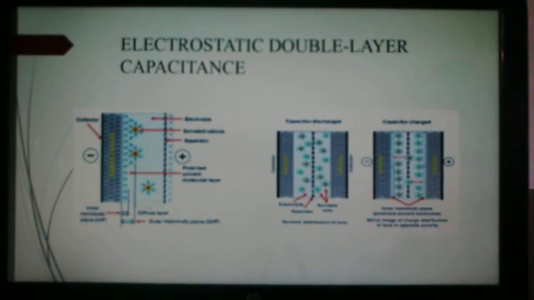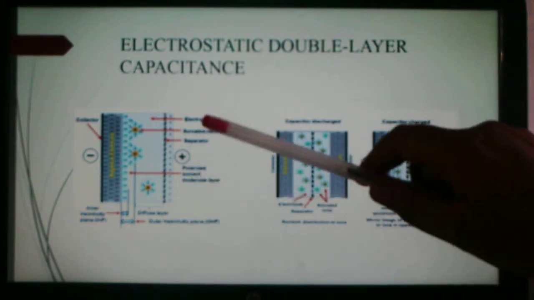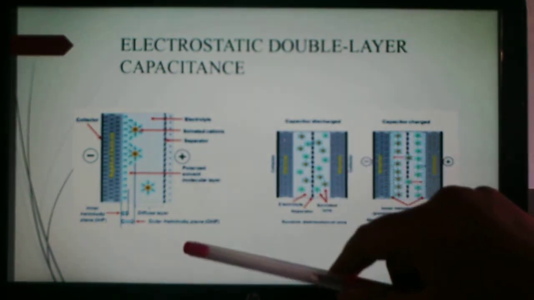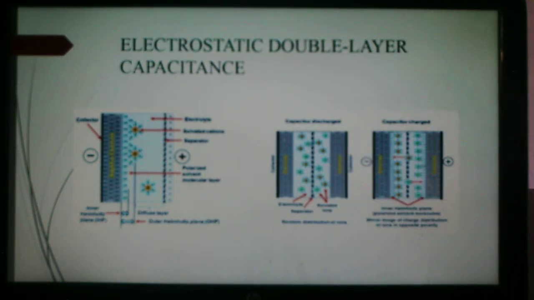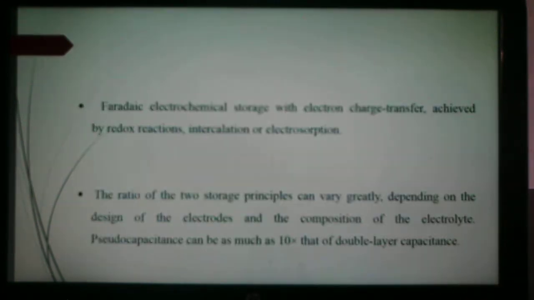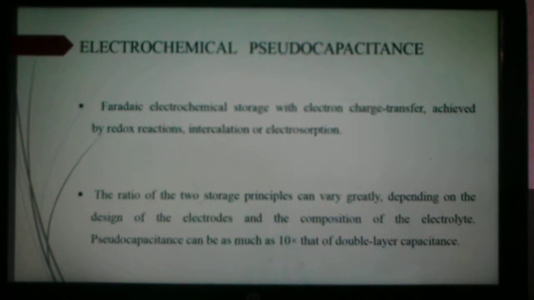Then next is the electrostatic double layer capacitance. In this, the negative ions are in the electrode, and the positive ions are in the electrolyte. This is a simplified view of the double layer of negative ions in the electrode and solvated positive ions in the liquid electrolyte, separated by a layer of polarized solvent molecules, as shown in this figure. Here C is equal to epsilon A divided by D, and the charging and discharging diagram is shown in this figure. Then next is the electrochemical pseudo capacitance.